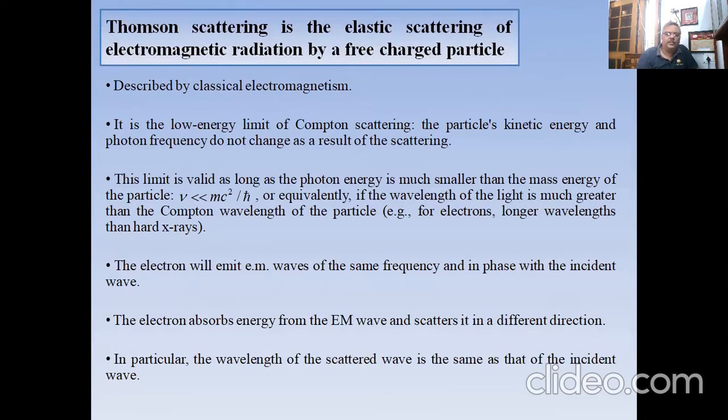The particle's kinetic energy or photon frequency do not change as a result of the scattering. The limit is valid as long as the photon energy is much smaller than the mass energy of the particle, and if the wavelength of the light is much greater than the Compton wavelength of the particle. In this case, the electron will emit an electromagnetic wave of the same frequency and in the same phase as that of the incident wave. The electron will absorb energy from the electromagnetic wave and scatter it into a different direction. That means only the spatial coordinate will change. In particular, the wavelength of the scattered wave is the same as that of the incident wave. So basically, the wavelength is the same, the frequency is the same, only the direction is changed in spatial terms.